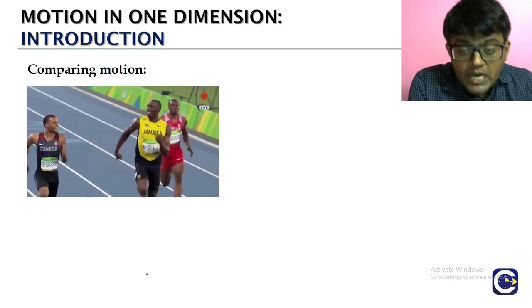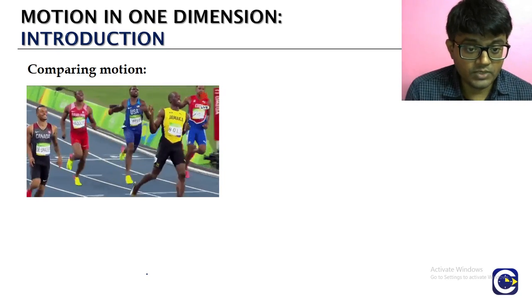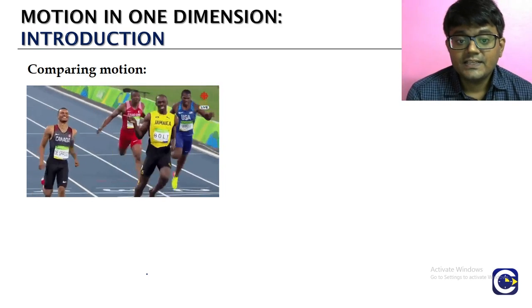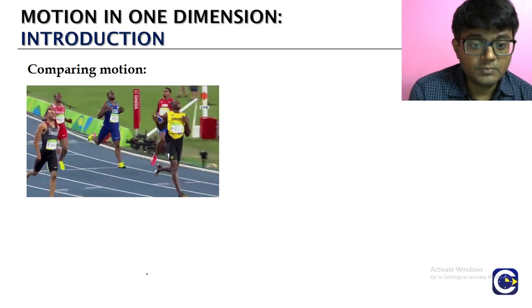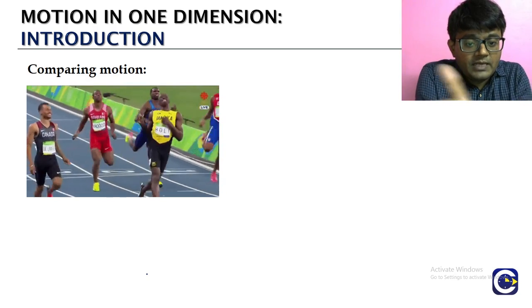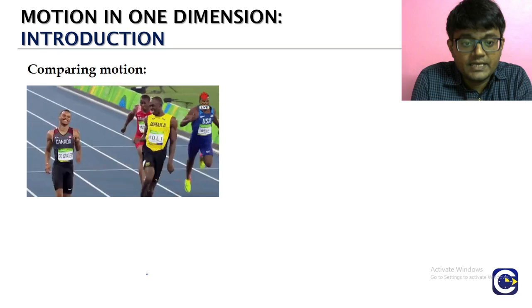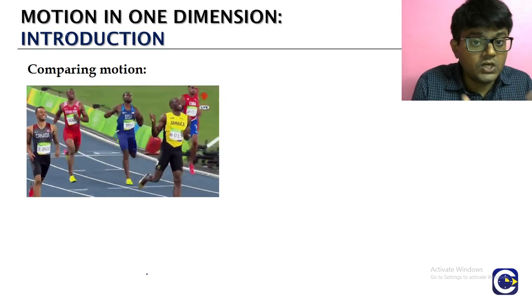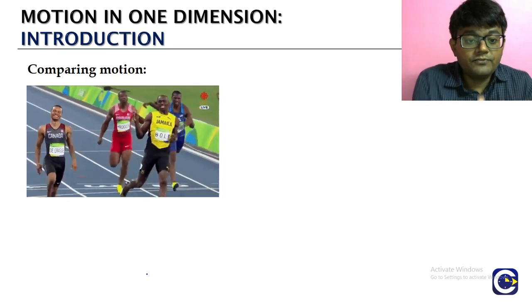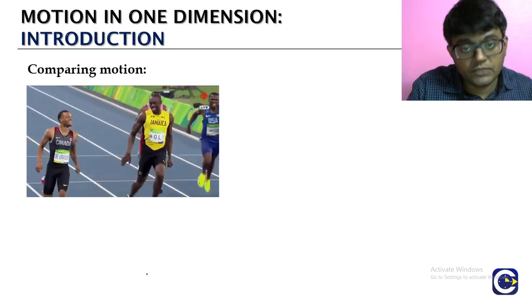But what if we have to compare the motion? Let's look at this particular visualization. I'm sure you guys know Usain Bolt, supposed to be the fastest man on the earth. When these 4-5 people are running, it's not like only one person is running. If one person is running, he is in motion. We can talk about the distance covered, the displacement, etc. But if 3-4 people are moving, we obviously want to compare the motion of different people.